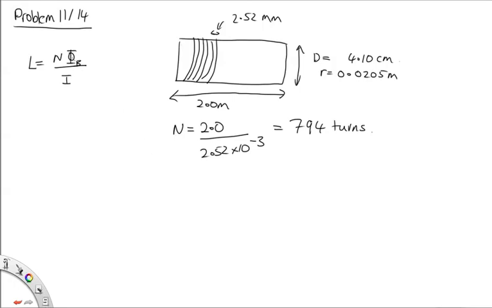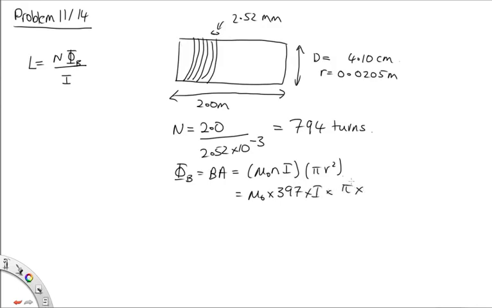Now we'll need to work out phi B. So phi B is equal to BA. B, because this is a solenoid, we've got mu naught Ni, and A, that's our surface area, that's our cross-sectional area here, which is pi r squared. So we've worked out r here. We can't work out I at this stage. N, this is the number of turns per meter. So this will be equal to mu naught. Now N will be capital N, and this is 2 meters long. So it'll be 794 divided by 2, which will be 397 times I times pi times r squared, which is the 0.0205 squared.